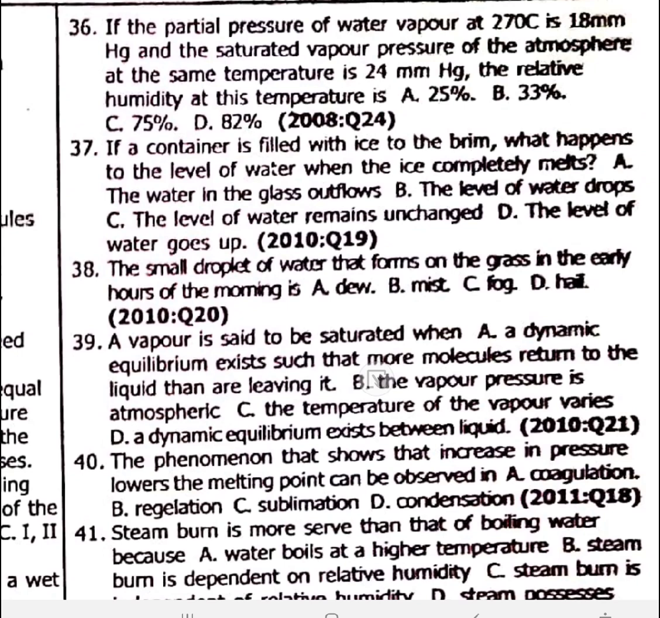All right. So let's say the partial pressure of water vapor at 27 degrees Celsius is 18 millimeter mercury, and the saturated vapor pressure of the atmosphere at the same temperature is 24 millimeter mercury. The relative humidity, you just say 18 over 24 times 100, you get 75%.